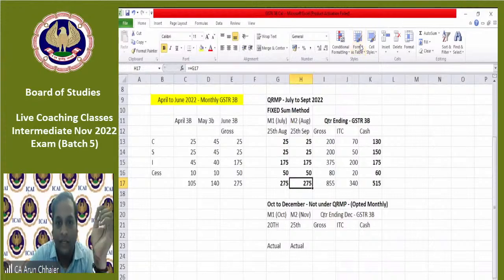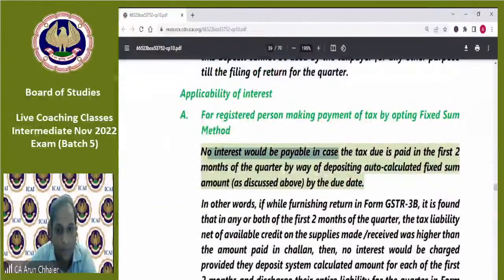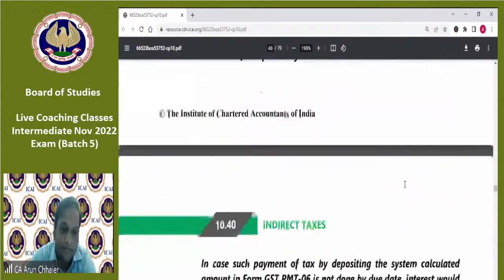Great. Now we are moving to the theory part again. We have discussed this part, and the example also. Applicability of interest: no interest would be payable in case the tax due is paid in the first 2 months of the quarter by way of depositing the auto-calculated amount. So again, if you are opting the fixed sum method, there would be no interest if you pay the auto-calculated amount, 35% or 100%, irrespective of your actual liability. If you paid less or more, it doesn't matter. There would be no interest.